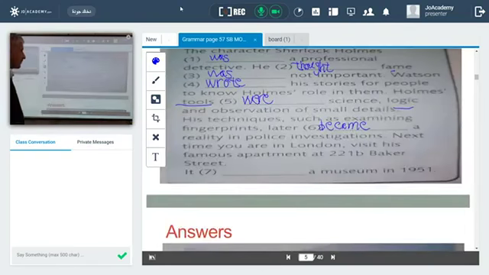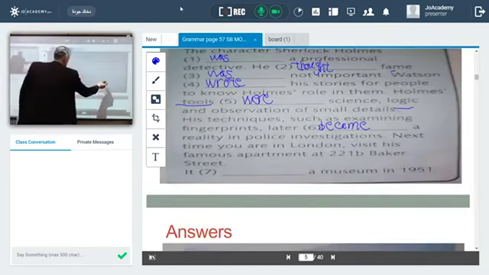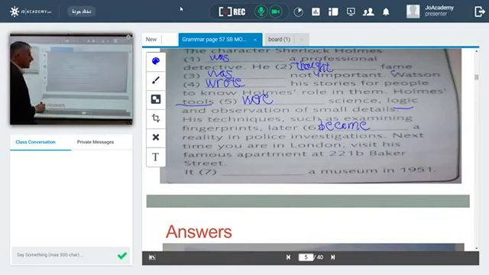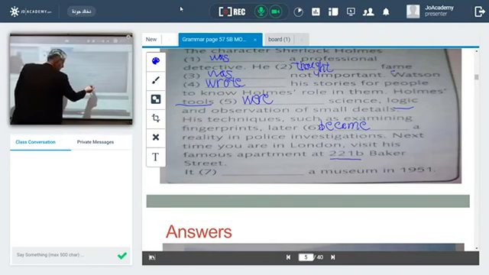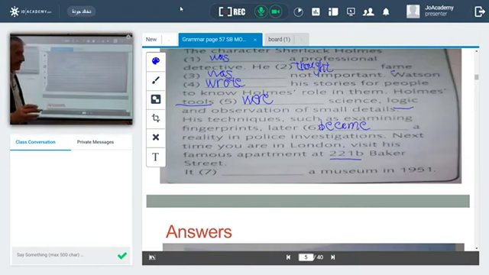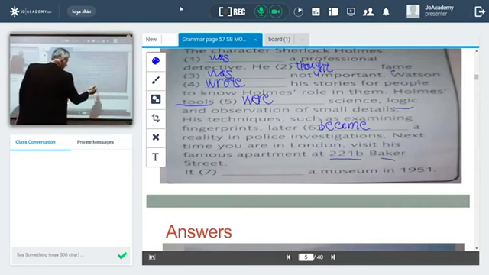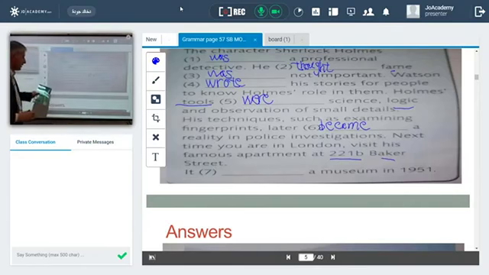Okay, so next time you are in London, visit his famous apartment at 221B. This is the place where he stays, Baker Street. The name of the street is Baker Street. It blank, a museum in 1951.